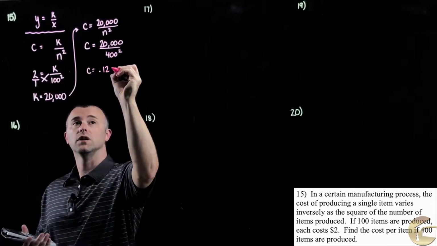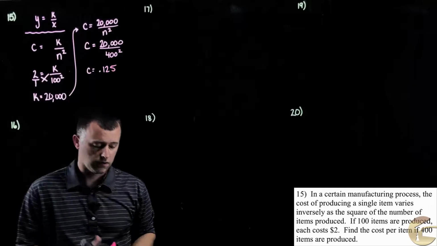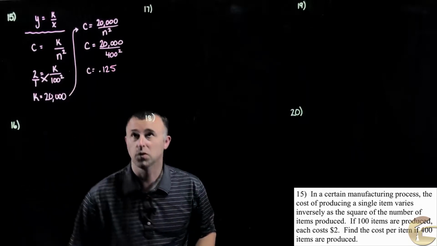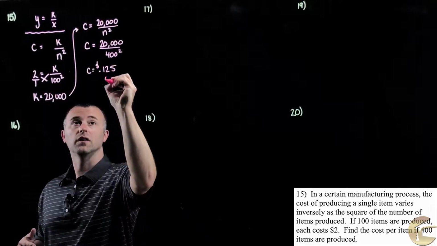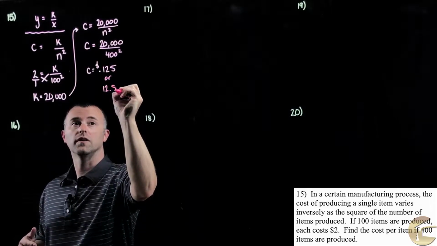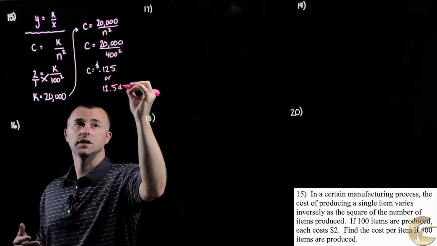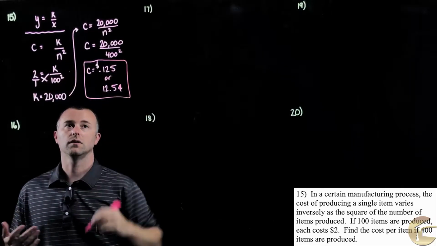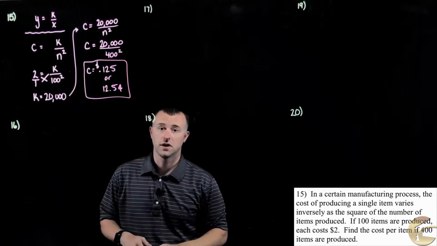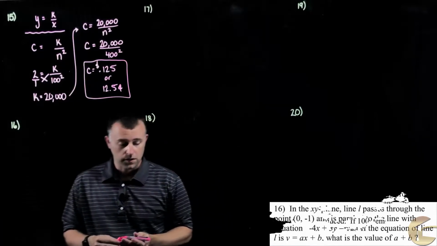In terms of the answer, if you wrote it out as just a decimal, it would be $0.125. So you can say it's $0.125, or you can say it's 12.5 cents. If you had to round to the nearest cent, you would say 13 cents. But regardless of how you'd be asked to enter it, that's going to be your answer for number 15.